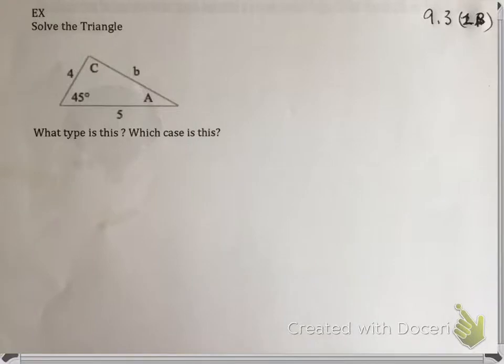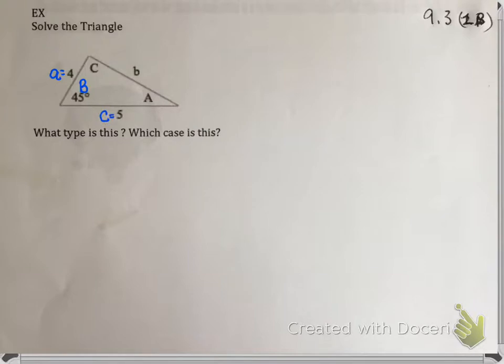All right, it says solve the triangle, and we have angles A, B, and C, and sides a, b, and c. So the first thing I'm going to do is actually notate it. The side across from angle A is side a, so a equals 4. We have side b. The angle across from side b is angle B, which is 45 degrees. And side c is across from angle C. So we know that side c equals 5.